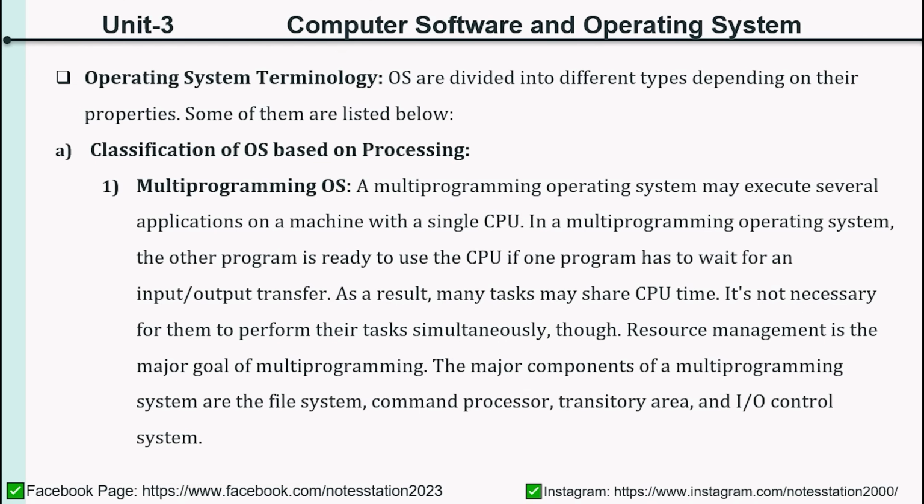In a multiprogramming operating system, the other program is ready to use the CPU if one program has to wait for an input-output transfer. As a result, many tasks may share CPU time. It's not necessary for them to perform their tasks simultaneously, though. Resource management is the major goal of multiprogramming. The major components of a multiprogramming system are the file system, command processor, transitory area, and I/O control system.